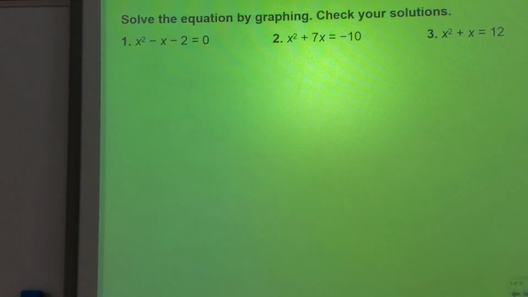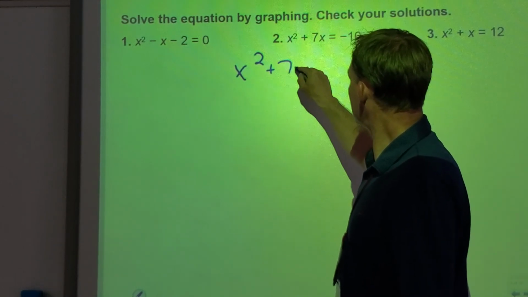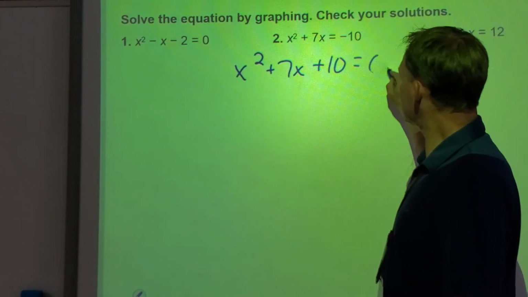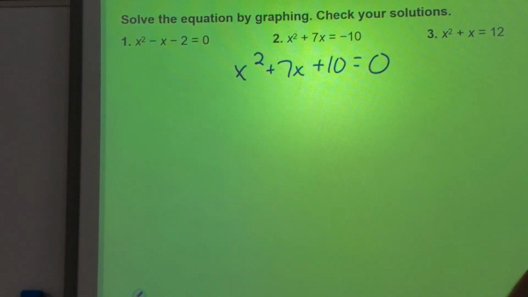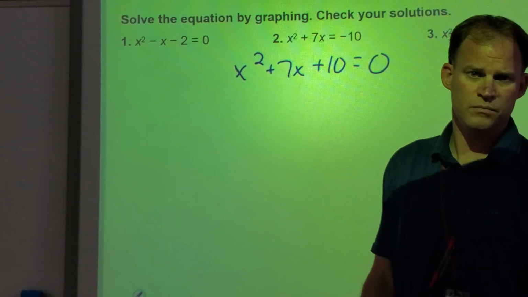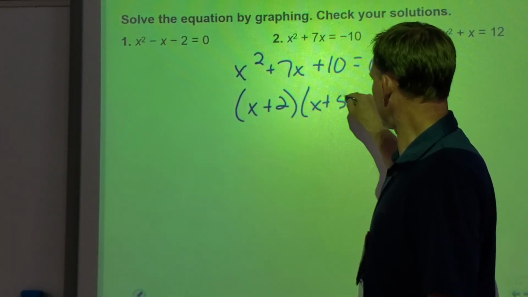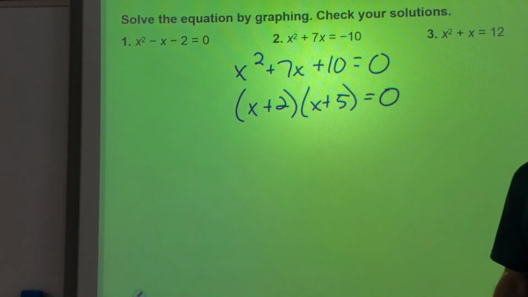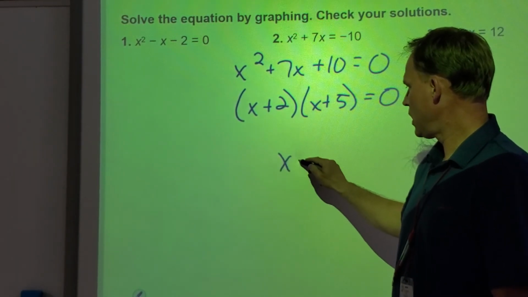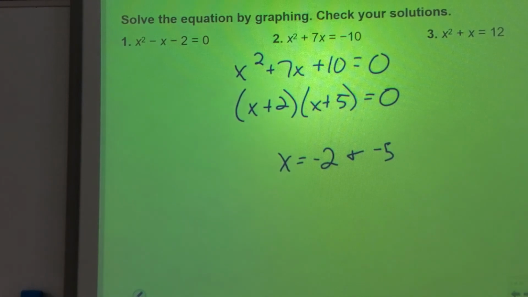All right, so if I ask you to check the equation by graphing, let's do number 2 together. So the first step, I have to get it equal to 0. Second step, I want to factor. So, do you know anything that multiplies to 10 and adds to 7? There you go. So what are the zeros? Set this equal to 0, I get negative 2. Set that equal to 0, I get negative 5. Okay? There you go. Do number 3 on your own.